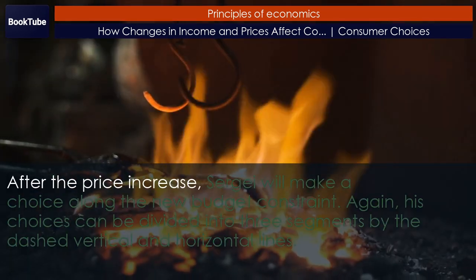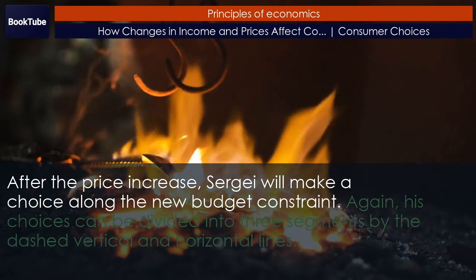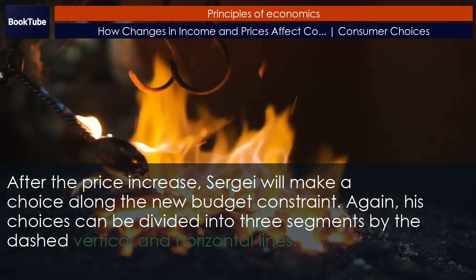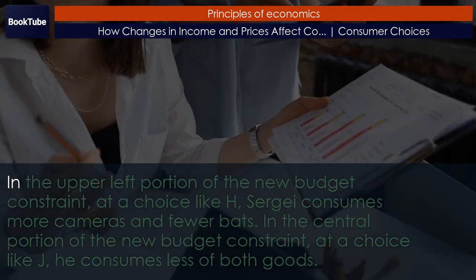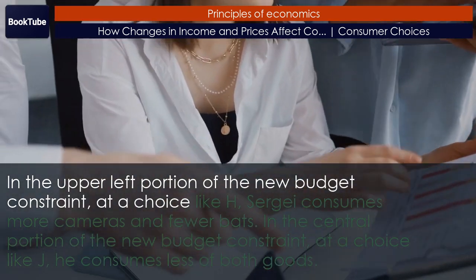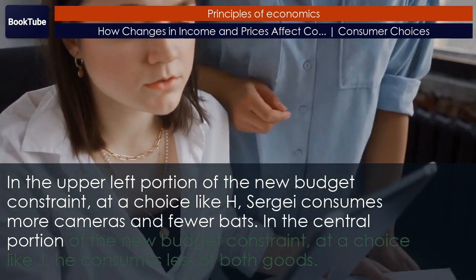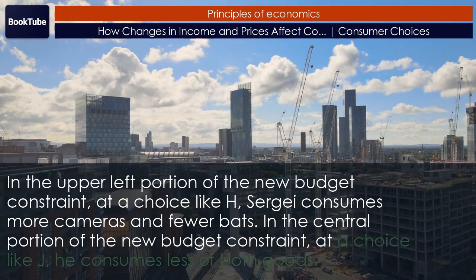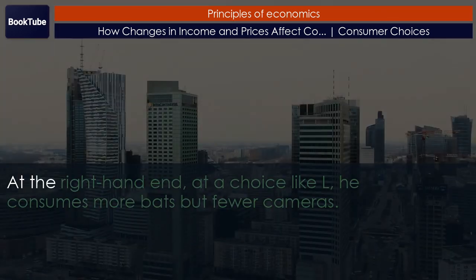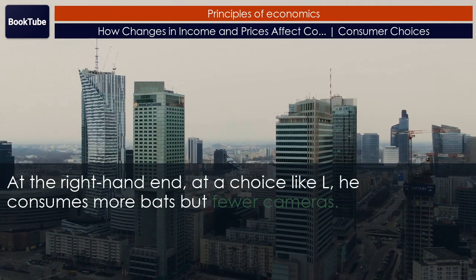After the price increase, Sergey will make a choice along the new budget constraint. Again, his choices can be divided into 3 segments by the dashed vertical and horizontal lines. In the upper left portion of the new budget constraint, at a choice like H, Sergey consumes more cameras and fewer bats. In the central portion, at a choice like J, he consumes less of both goods. At the right-hand end, at a choice like L, he consumes more bats but fewer cameras.